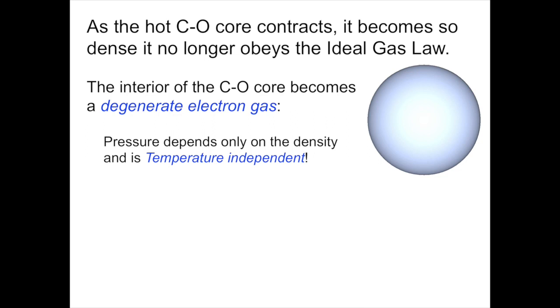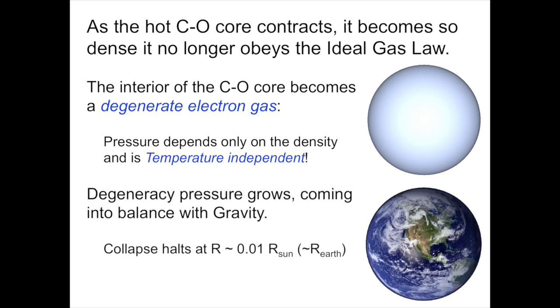Now, when it's a degenerate electron gas, the pressure only depends upon the density and doesn't care what the temperature is. So as the core begins to cool off, the pressure stays the same because the pressure doesn't depend on temperature anymore. The degeneracy pressure grows until it comes into balance with gravity, and it achieves a new state of hydrostatic equilibrium. But now it achieves that state of hydrostatic equilibrium when the core is extremely small, when it is about 1/100th the radius of the Sun, or about the radius of the Earth.